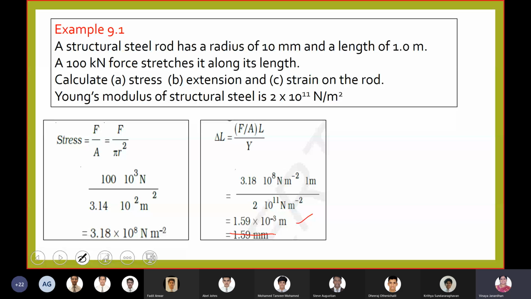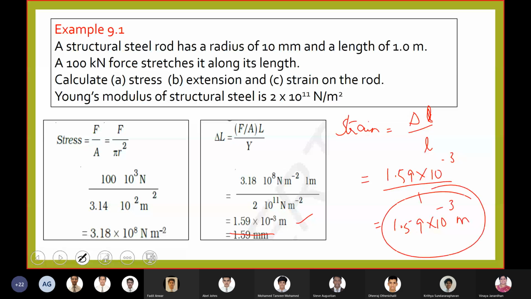Now, what will be the strain in the rod? Strain is, what is strain, boss? Delta L by L. So what is delta L? Delta L is 1.59 into 10 to the power of minus 3 divided by the length, which is 1 meter. So strain will be 1.59 into 10 to the power of minus 3. Is that fine, boys? That's fine.